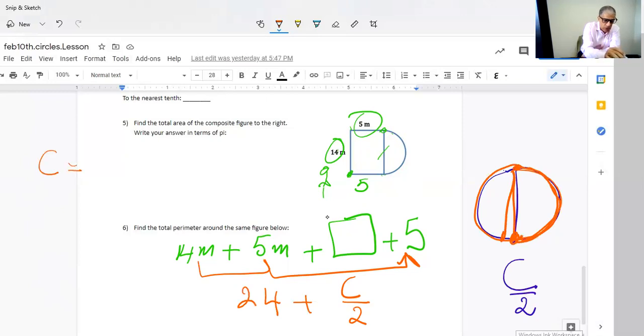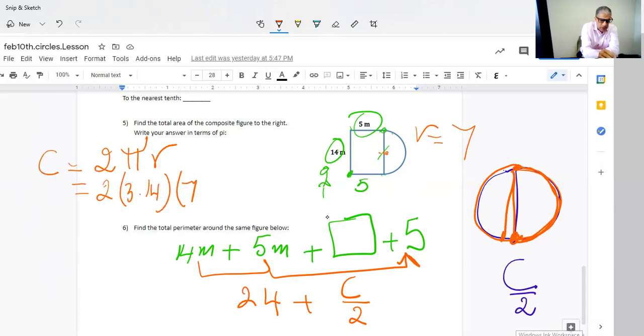Let's use the equation for the circumference. Circumference is 2 times pi times the radius. And the radius was 7. We used it for the area. So R here was 7. So it'll be 2 times 3.14 times 7. And let's put that in the calculator. 2 times 3.14 times 7. What do we get? 43.96.